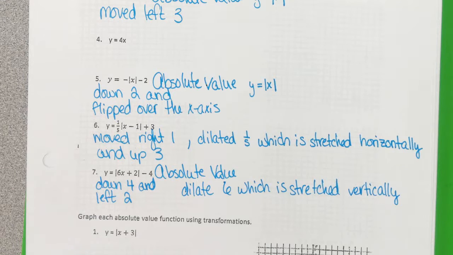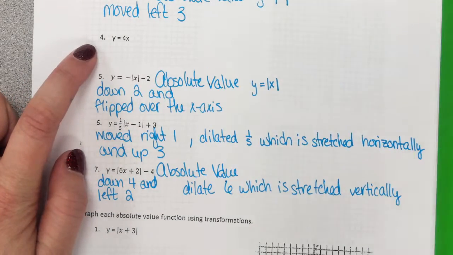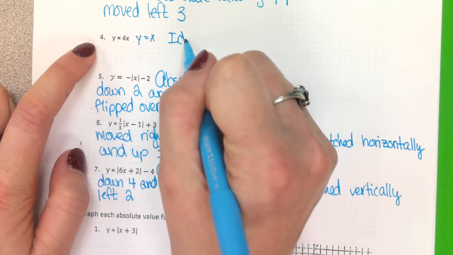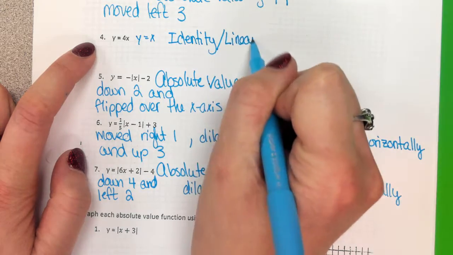So let's bring back some memories. Y'all okay? From what we did about 30 minutes ago? All right, last one. Let's go back to number 4, okay? What's the parent graph on number 4? Y equals x, which is the identity, or we can call that linear, okay?